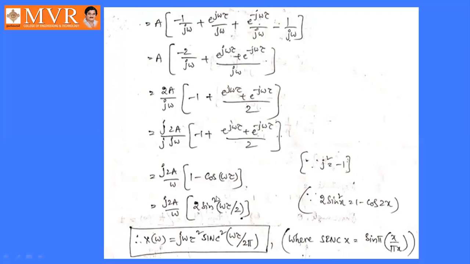Or we can write it in the form of 1 minus cos 2x, which is 2 sin square x. So it is equal to 2 sin square omega tau by 2. Or we can write this using the sinc function, where sinc of x is equal to sin pi x by pi x. So we can write this as sin square omega tau by 2 pi. So the Fourier transform of the given problem is j omega tau square into sinc square omega tau by 2 pi, right? So that is the problem.